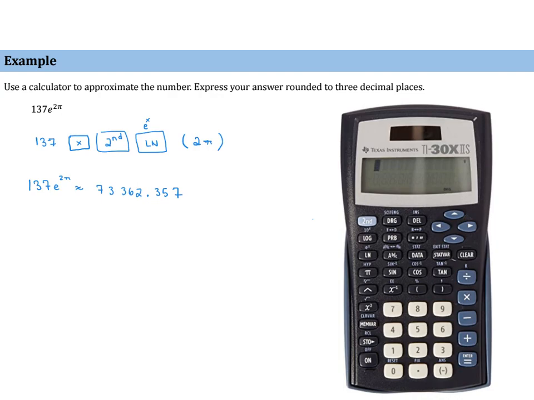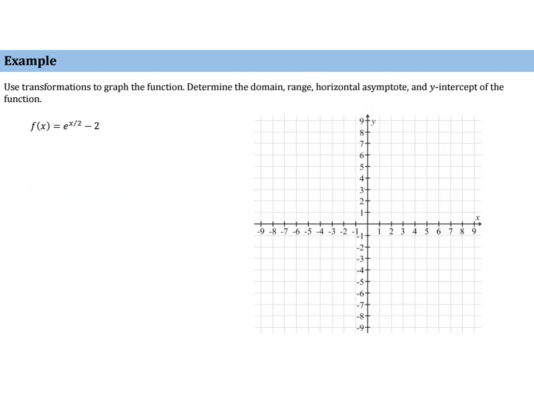And again, you will notice we're using the approximation symbol because this is our exact and this is our approximation. So 137 e to the 2 pi is approximately equal to this quantity on the right. So now let's take a look at how to use this to graph.